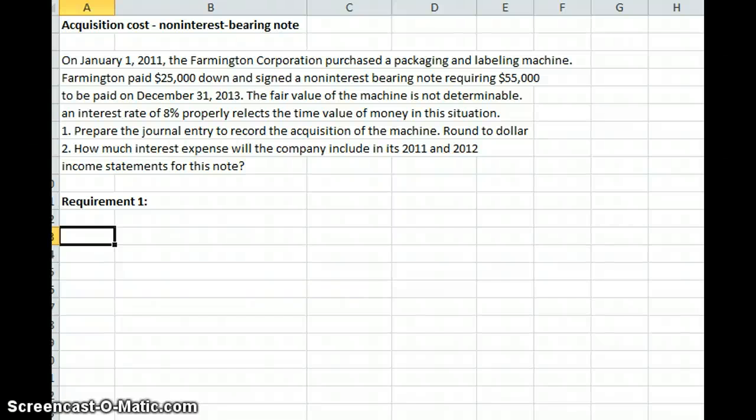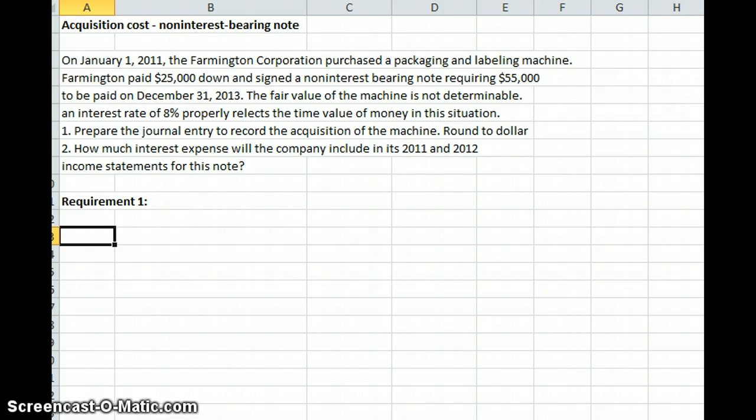In this example, we're going to talk about acquisition costs for a non-interest bearing note. On January 1st, 2011, the Farmington Corporation purchased a packaging and labeling machine. Farmington paid $25,000 down and signed a non-interest bearing note requiring a $55,000 payment to be made on December 31st, 2013. The fair value of the machine is not determinable. An interest rate of 8% properly reflects the time value of money in this situation.